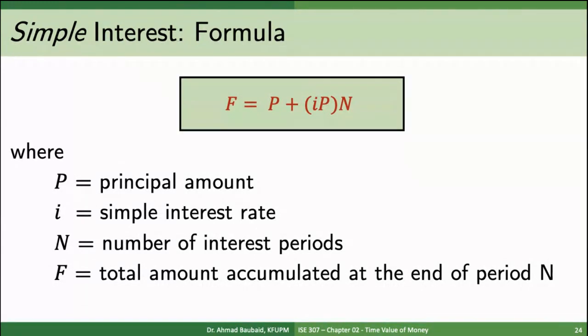Now, if you want to come up with a formula, hopefully you can all derive this yourself. It's very easy. What is F? What is the future amount? It's equal to P, which is the original amount that you invested, plus the interest rate, the 8% in the previous example, times P, which is times 1,000, for a number of periods N, right?